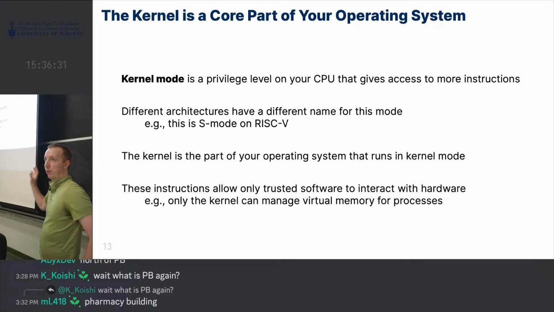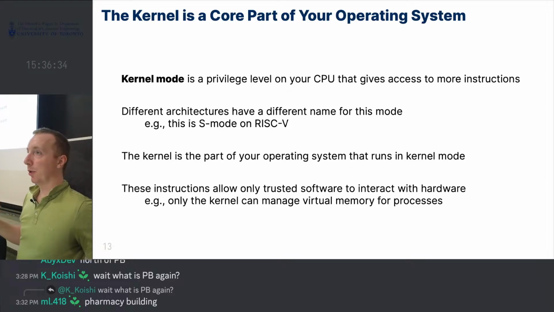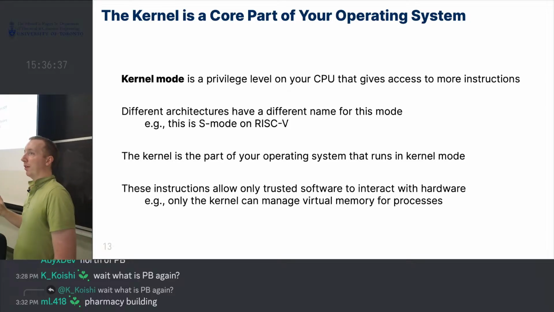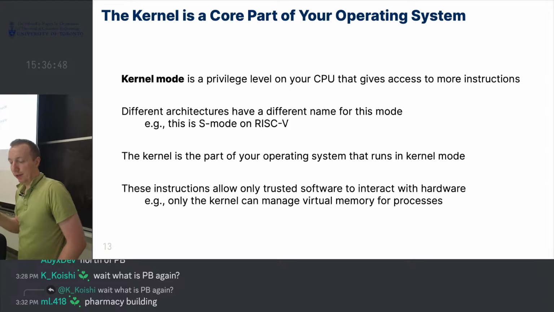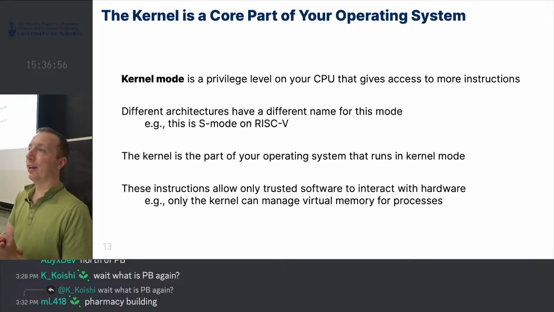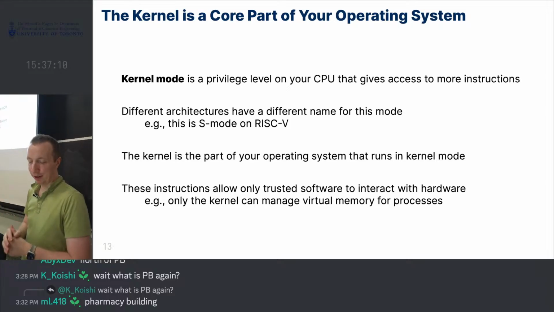Depending on your architecture and whoever made the CPU, they might call kernel mode something different. On RISC-V, it's called S mode or supervisor mode. I believe it's called the same thing on ARM. On x86, the old processors, it's called ring 0. The generic term for it is kernel mode. That's the term we'll use in this course. And this is the Captain Obvious part: the kernel is the part of your operating system that runs in kernel mode. So if it's software running in kernel mode, it's part of the kernel. It's kind of a big tautology.